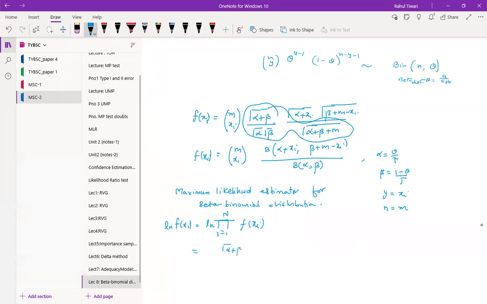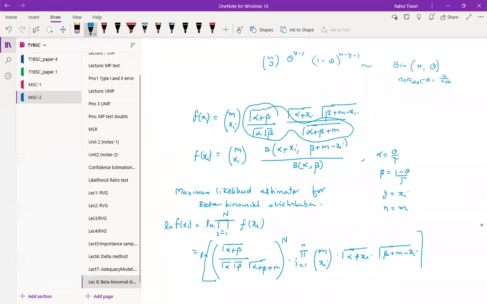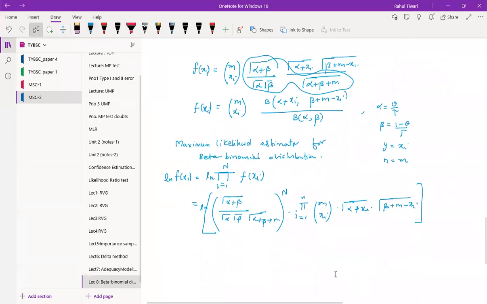So it's going to be gamma alpha plus beta divided by gamma alpha gamma beta, whole power capital N, into the product, i running from 1 to n, of gamma of xi plus alpha, into gamma of beta plus n minus xi. Okay, is that clear till here? Yes.